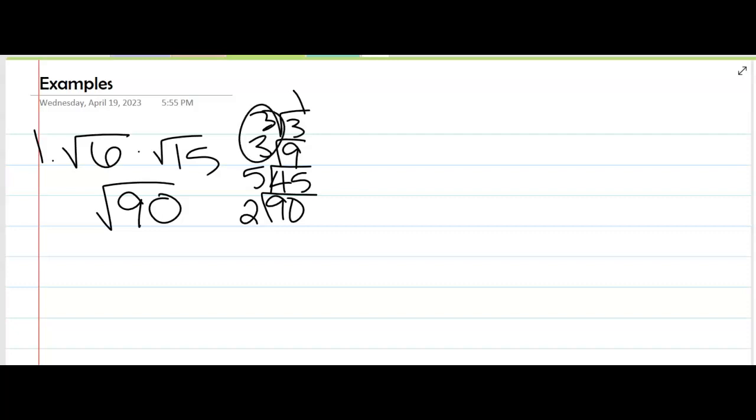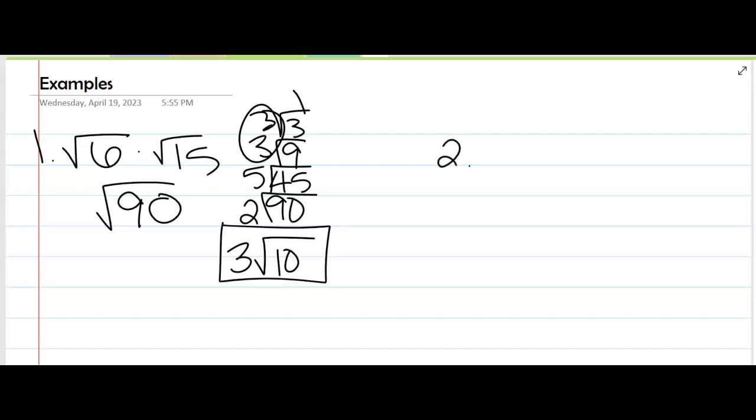So we end up with a pair of 3s. So we've got a 3 on the outside. I have a 5 and a 2 that do not have a pair, so they're going to go on the inside. And remember, if there's multiple things left on the inside or the outside, you multiply them together. So 5 times 2 would give me the square root of 10. So 3 square roots of 10 would be your answer.